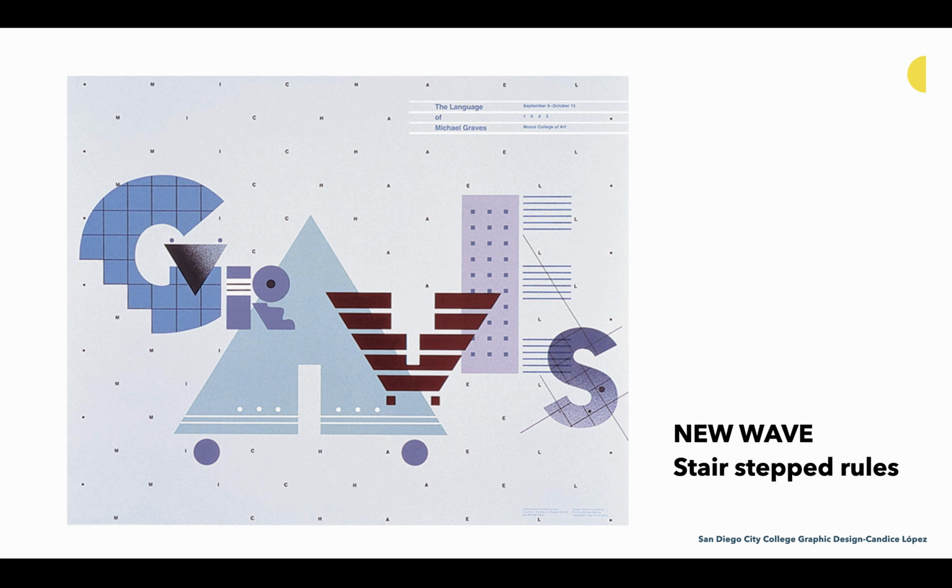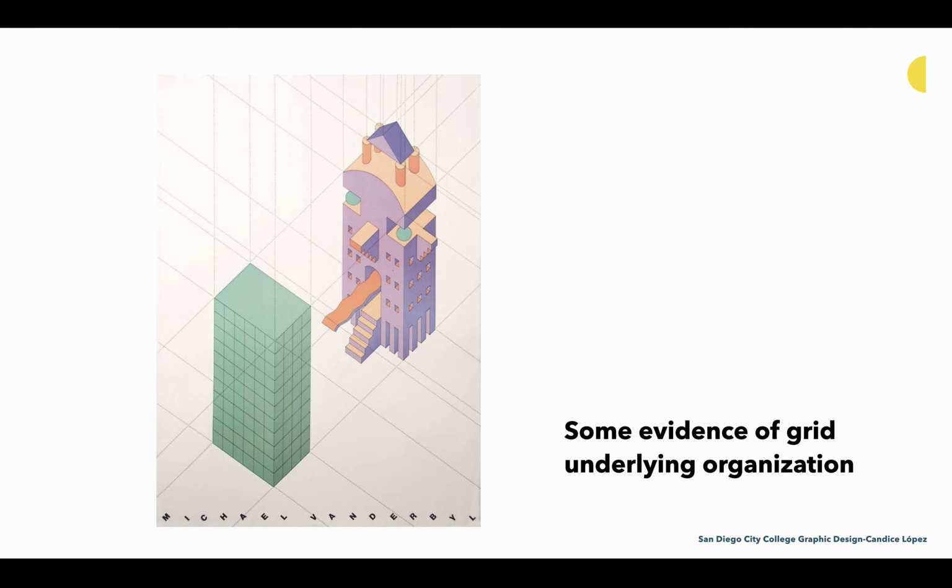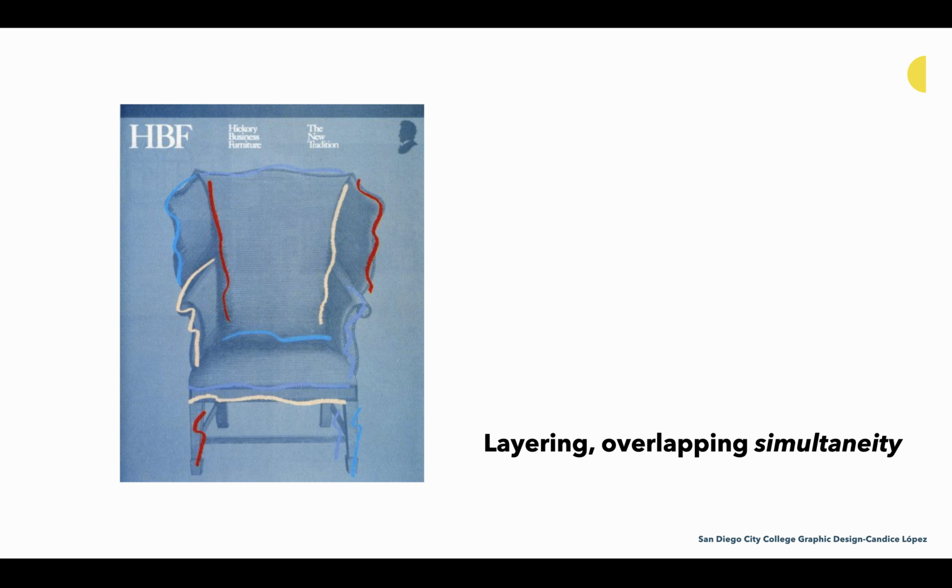And for new wave, we see stair-step rules, which we see here very clearly. And again, there is some evidence of a grid that underlies organization. And we have layering, overlapping, and simultaneity. Michael Vanderbyl, at the end, put these gestural kind of brush strokes layered over top of the image.